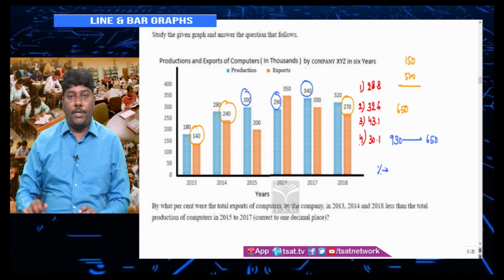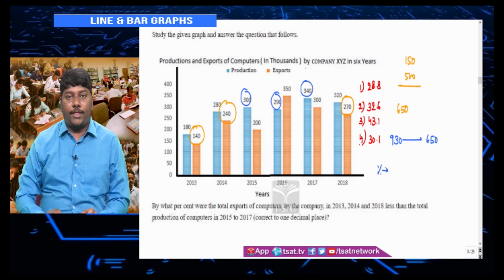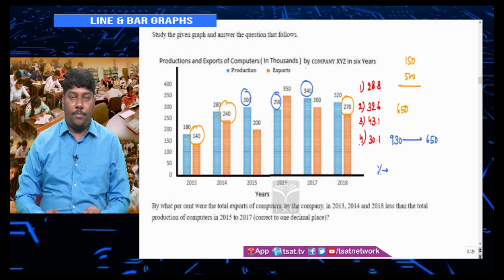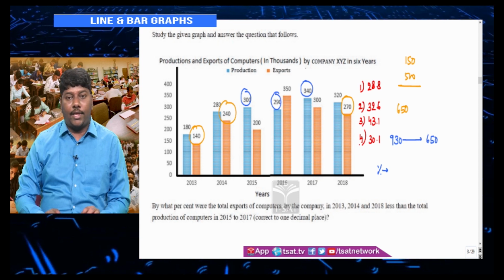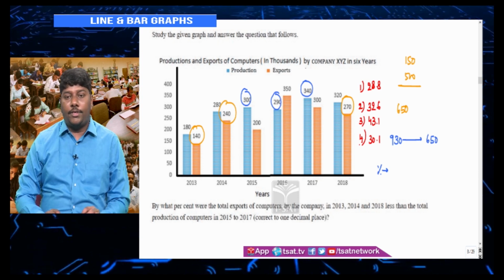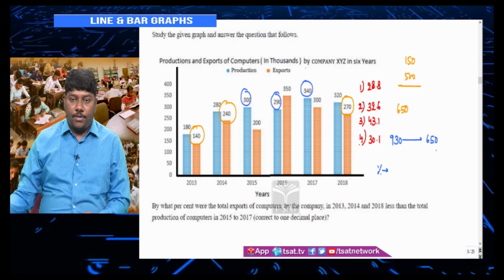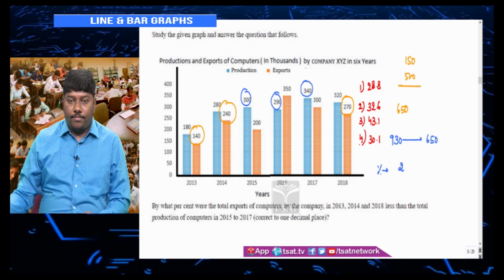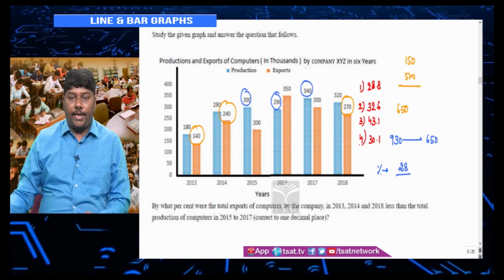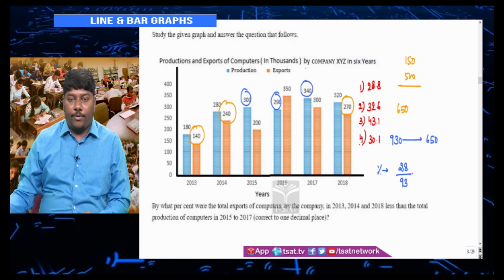When you want to find out percentage more, first keep the lower value, then the higher value. When you want to find out the percentage less, first keep the higher value, then the lower value. Now, what is the difference here? The difference here is 280. You cancel the zeros, you get 28 upon 93 into 100.